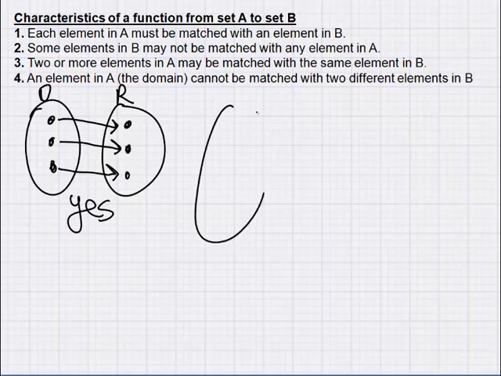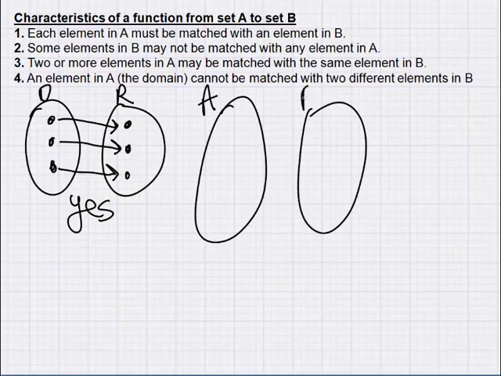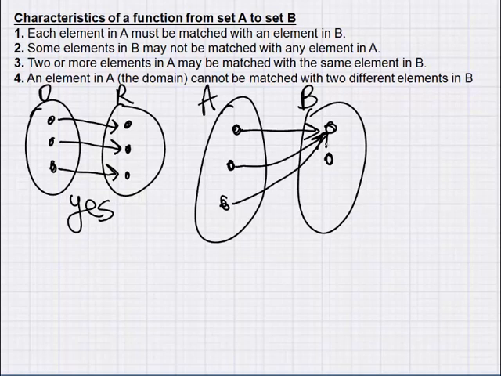Okay, here's another one. Set A, set B, domain, range, whatever you want to call them. I have a couple of elements here, and let's say 2 elements there. This one gets matched to this one. This one gets matched to this one. This one gets matched to this one. So is this a function? Does each element in A get matched to exactly one element in B? Well, the answer here is yes again, because this one goes to 1, this one goes to 1, this one goes to 1. They're all going to the same one, but that's fine, as long as each element in set A gets matched to exactly one element in set B.